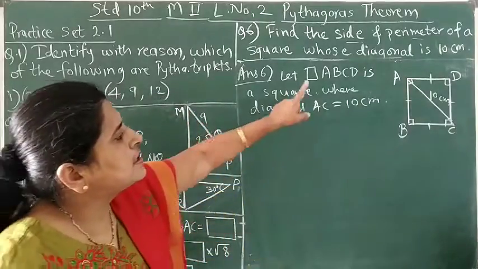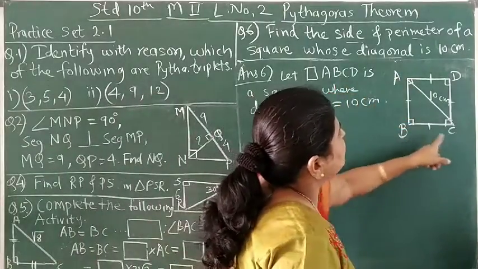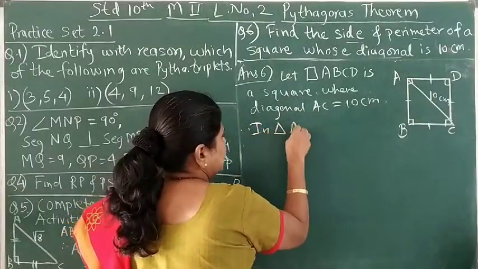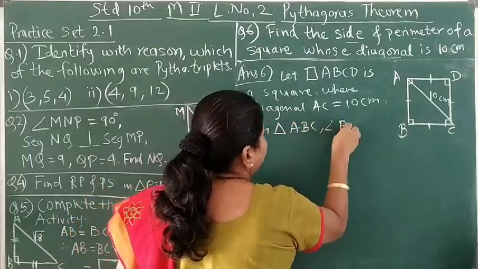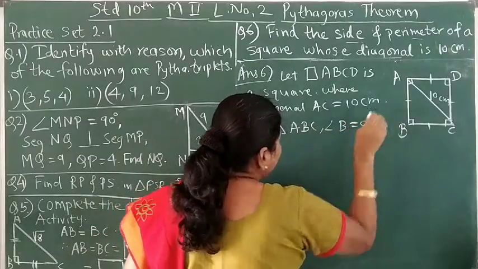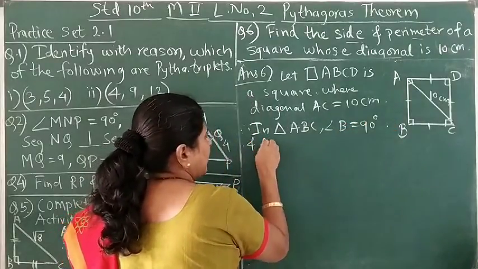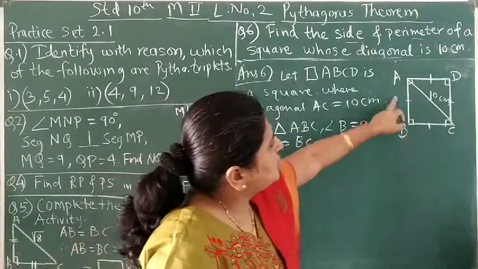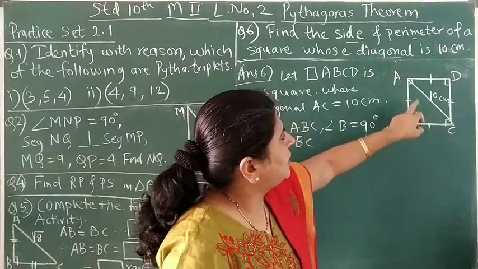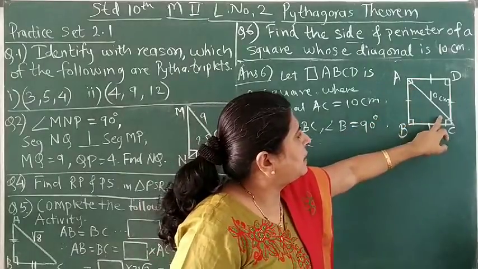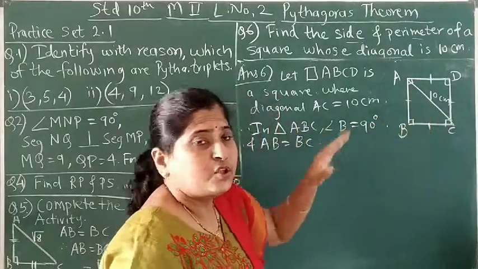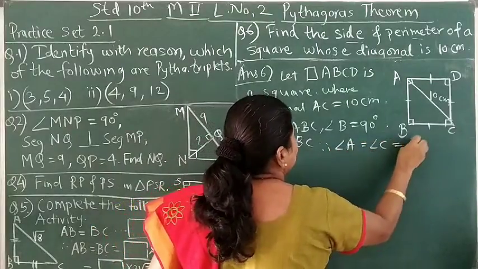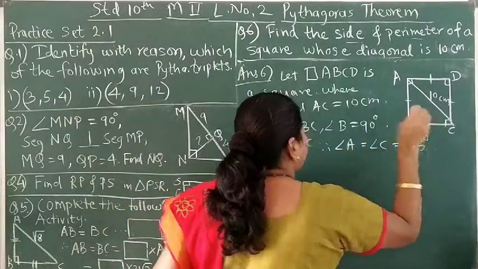Okay, if this is a diagonal, if we take this triangle, therefore in triangle ABC we can get angle B is 90 degree, correct? And side AB is equal to side BC. Okay, so these two sides are equal and this angle is a right angle. So we can see that angle A and angle C are to be same and they should be 45. Therefore, angle A is equal to angle C is equal to 45 degree.